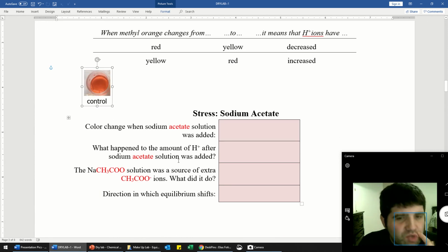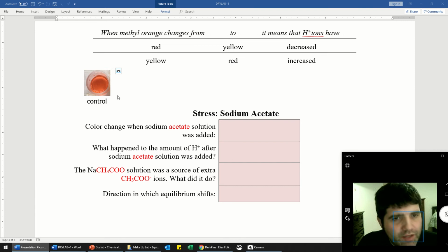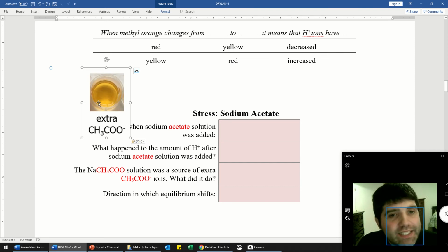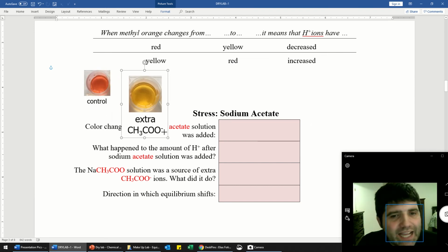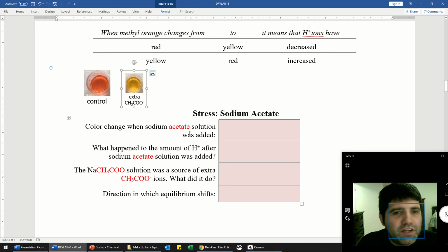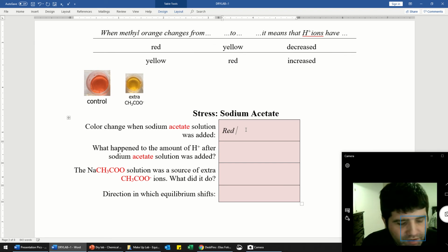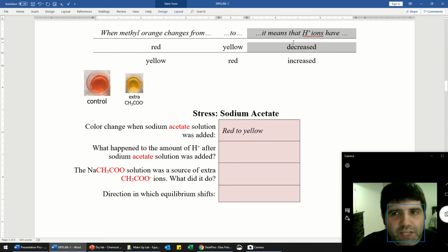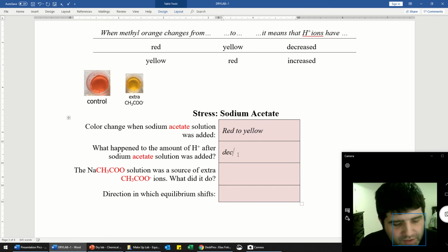And then what we're going to do is stress it by adding sodium acetate. When you add sodium acetate, what you're really adding are sodium ions and acetate ions. Acetate is CH3COO minus. So you can see that the color changes from reddish to yellow. So the color change is red to yellow. And what happened to the amount of H plus after we added it? Well, this table says that when you go from red to yellow, the H plus ions have decreased. So those decreased.